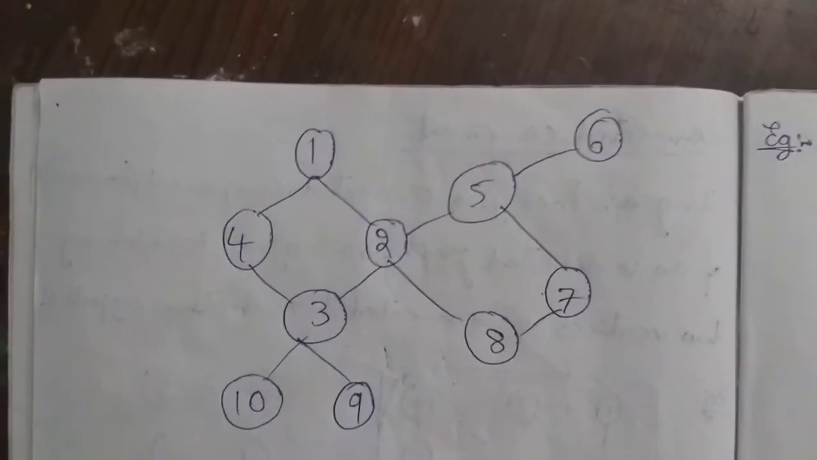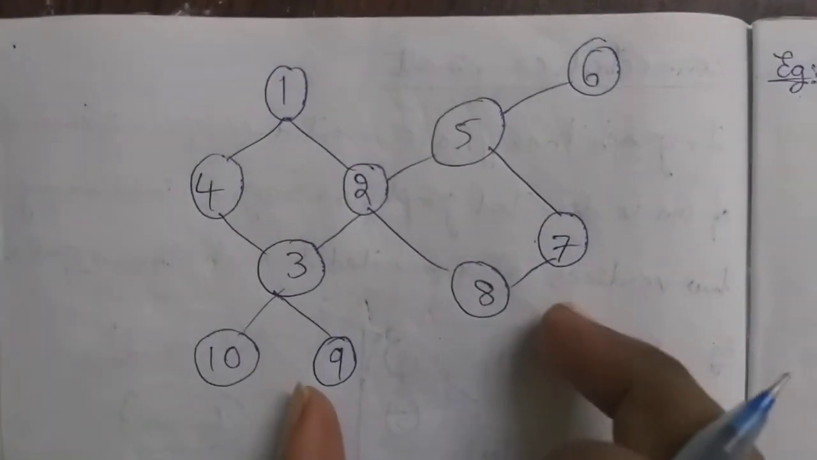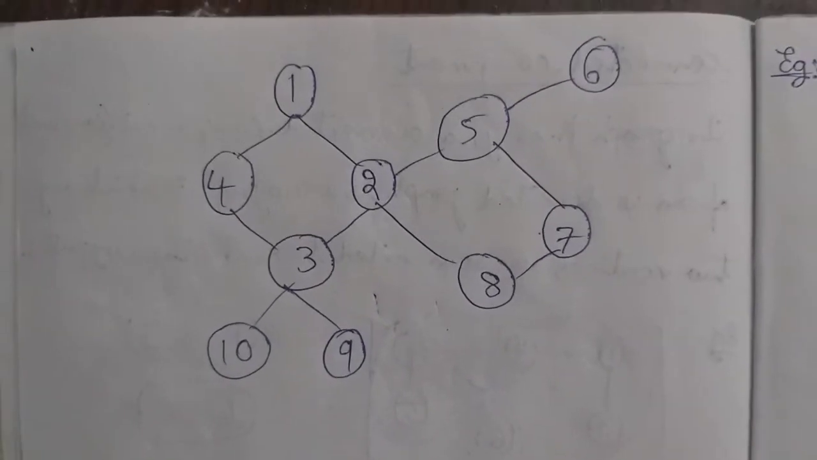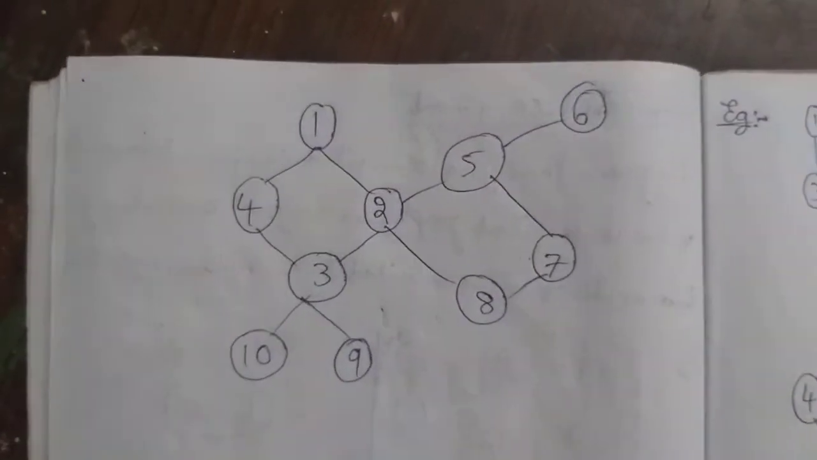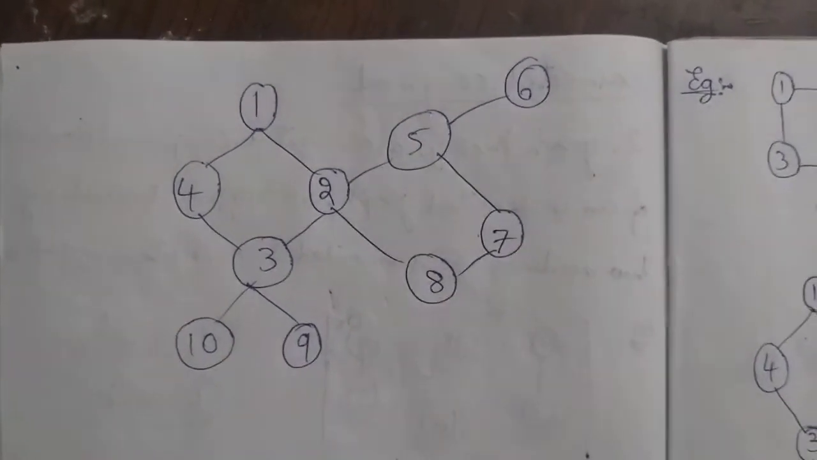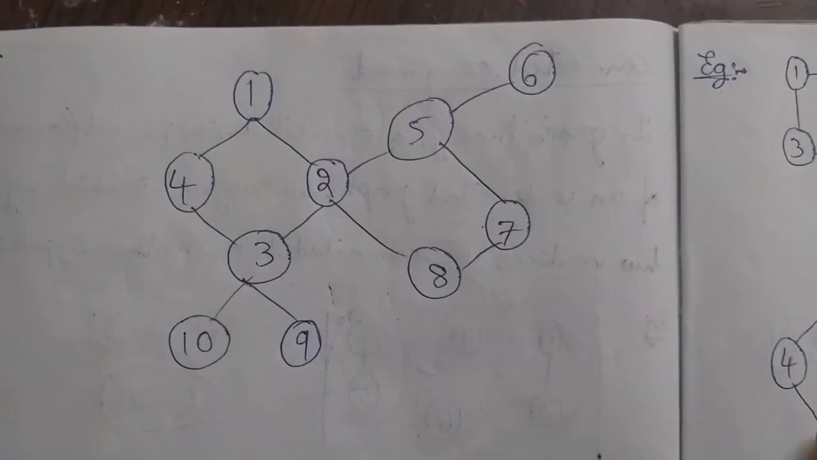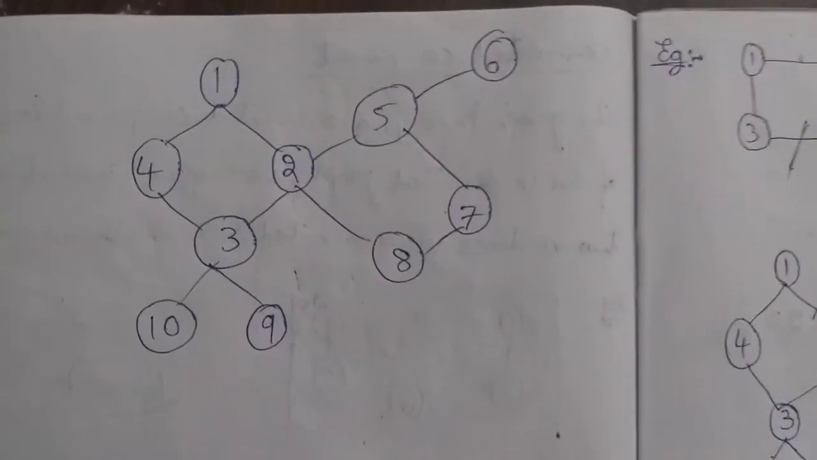Take this graph and try to find out the biconnected components. How many biconnected components are there in this graph? You try to do it on your own. Pause the video. First of all, what is a biconnected component? A biconnected component is a maximal biconnected subgraph.